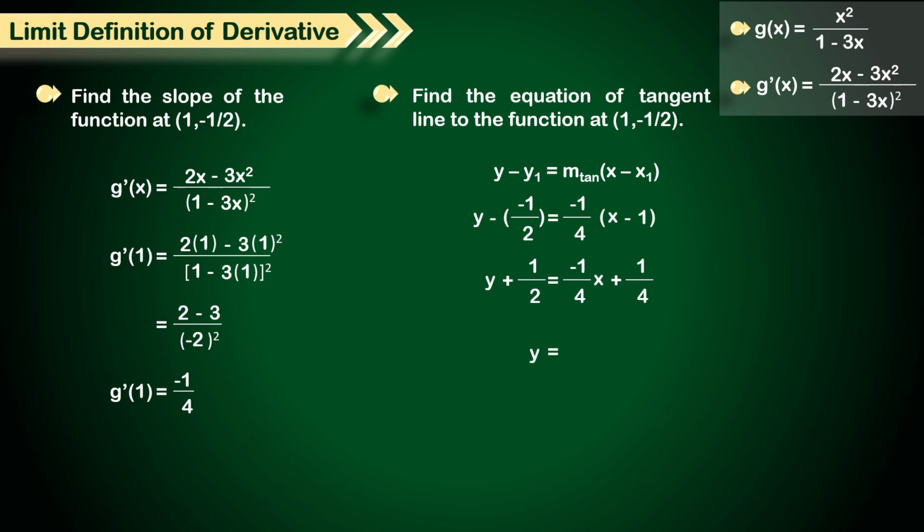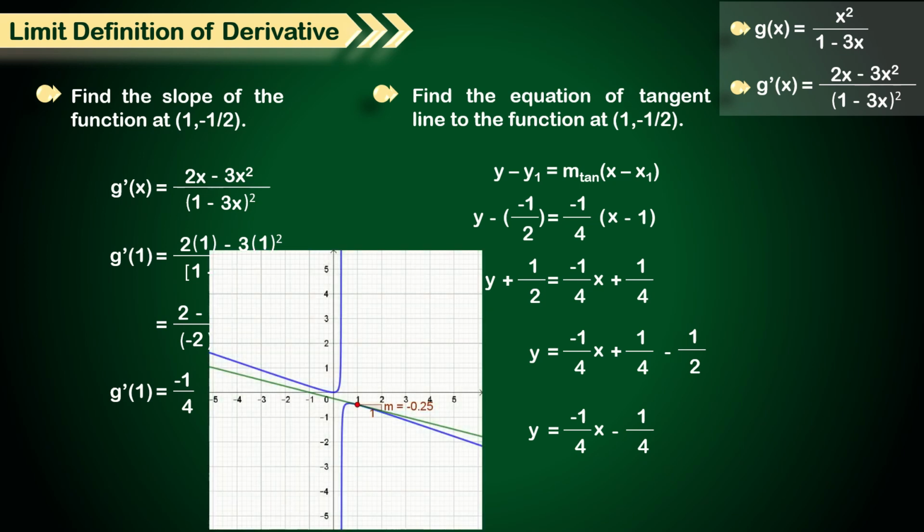Subtract 1/2 from both sides of the equation. It is simplified to y is equal to negative 1/4 x plus 1/4 minus 1/2. Combine fractions, it is equal to y is equal to negative 1/4 x minus 1/4. The equation of the tangent line on the curve at exactly the same point is y is equal to negative 1/4 x minus 1/4.